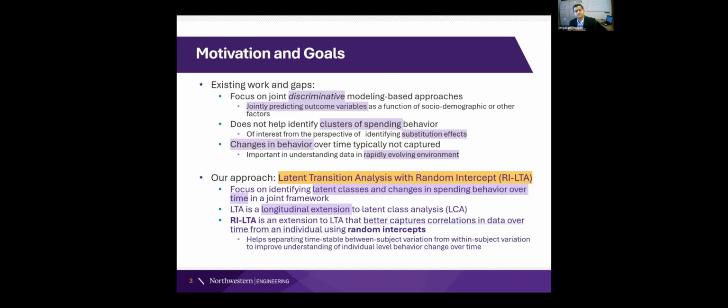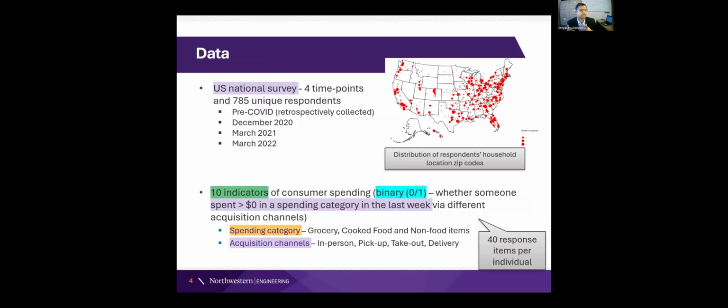That gives us a sense of how the temporality of behavior is changing over time. And eventually we want to try to know whether some of the behaviors that are emerging during the pandemic are stable over time or not. And that's where the idea of latent transition analysis with random intercept comes into the picture. I'll talk about it in detail: what it is, what it does, and what it doesn't.